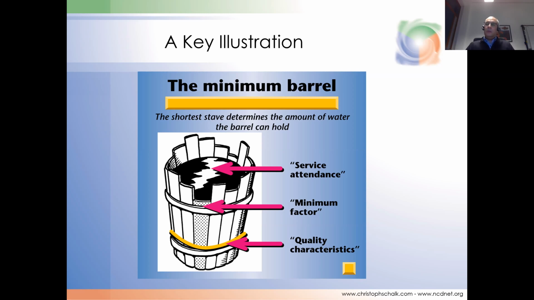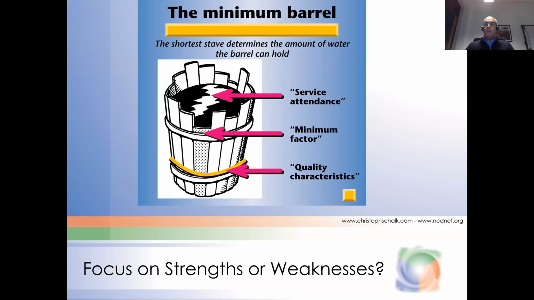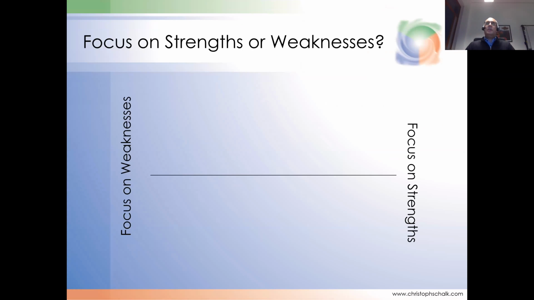So there was a certain notion that NCD, dealing with the minimum factor, is dealing with the weaknesses. Can that really be true? Well, let me ask you. When we look at this scale here, on the right-hand side you see the focus on strength, and on the left-hand side you see the focus on weaknesses.